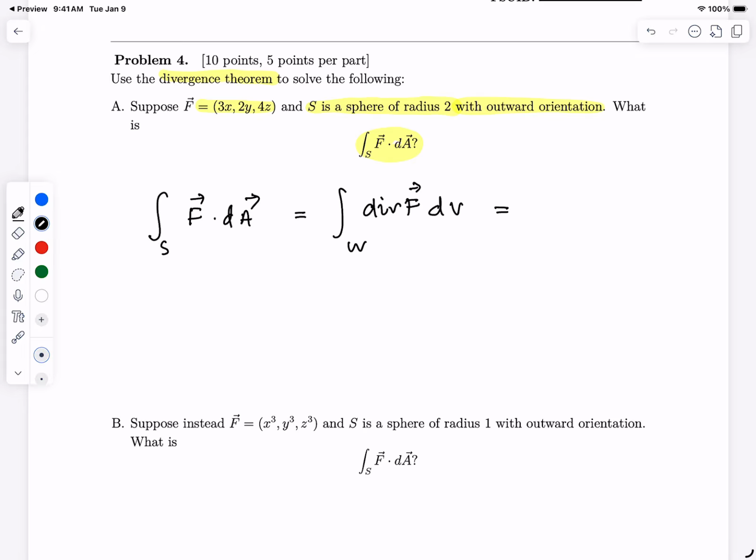So I can compute the divergence of vector field F. Divergence of F is you partially differentiate the first component with respect to x, you will get 3. Second component with respect to y, you will get 2. Third component with respect to z, you will get 4. This is 9. Divergence is simple.